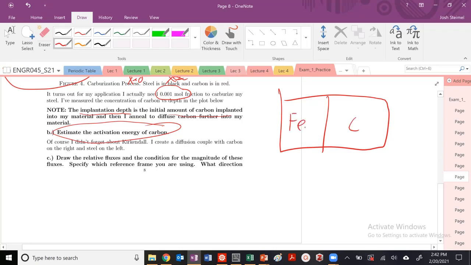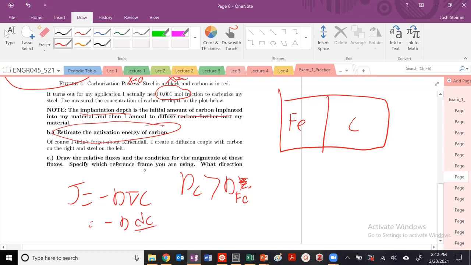Now I'm going to draw, or figure out, these fluxes. So what do I know about the diffusivities of carbon and steel? Carbon is smaller than Fe, so the diffusivity of carbon is greater than the diffusivity of iron. If I know that, I know my Fick's first law. Again, this is why it's useful to draw out and include these relationships. J equals minus D dC/dx.